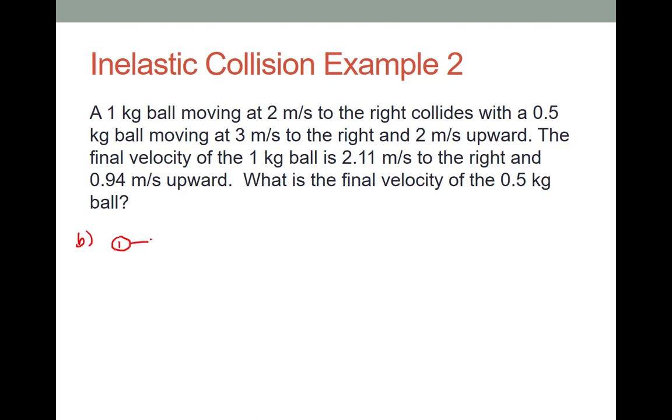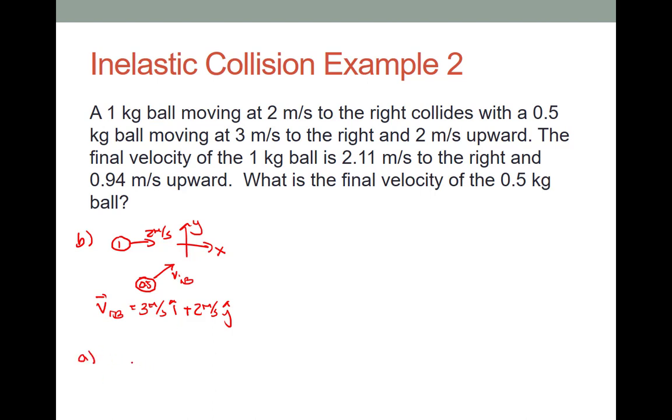So here's my 1 kilogram ball moving at 2 meters per second this way. And I have my 0.5, small, but I can get it in there, moving upward. And I'm going to call this, oh my goodness, wrong letter, V initial B. And if I use a standard X, Y coordinate, I can say V initial B is going to equal 3 meters per second in the X direction plus 2 meters per second in the Y direction.